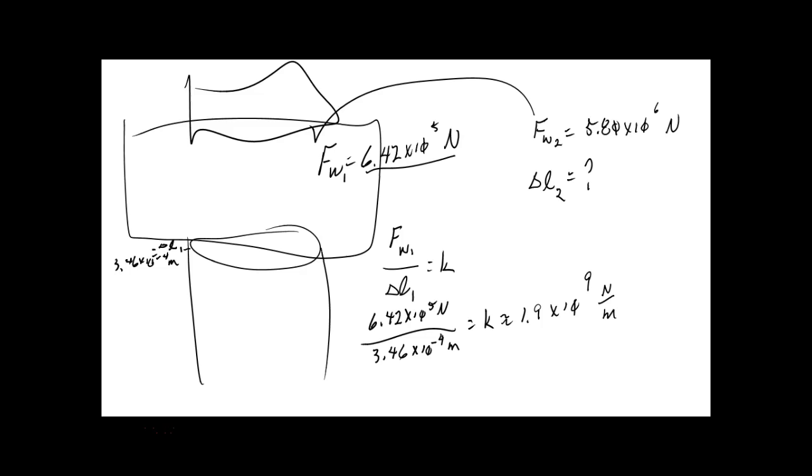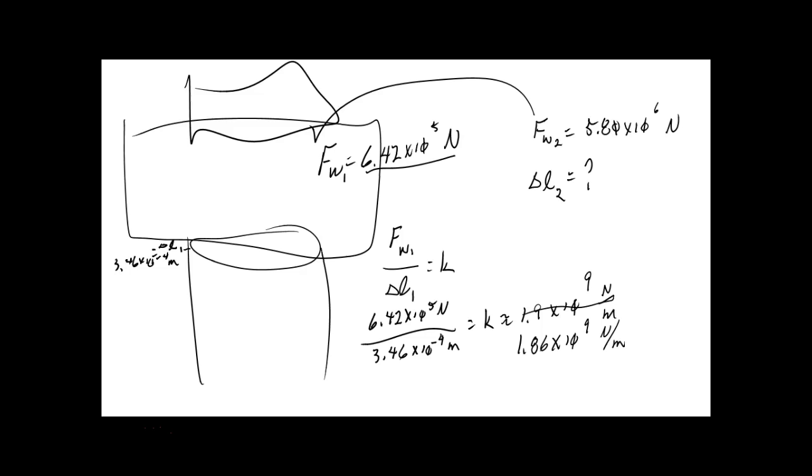What did you get? 1.86. Okay, I wasn't too far off. Do you have an exponent? 10 to the 9th? Newton per meter. Okay, I was guessing 1.9, not bad.